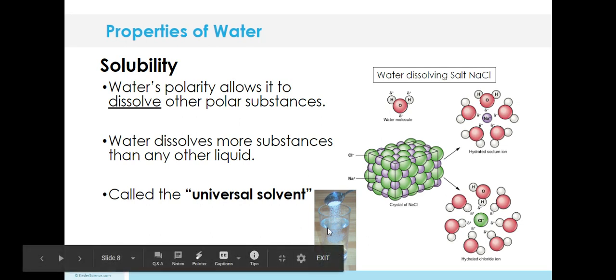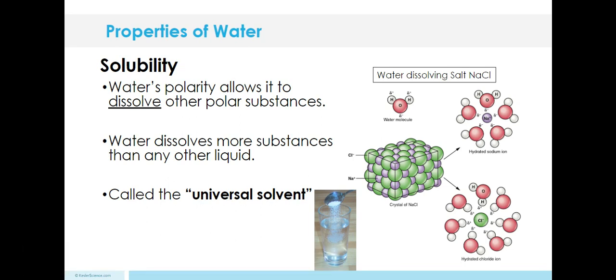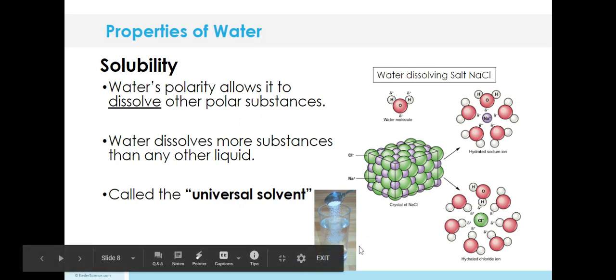What we see down here in this picture is a glass of water, and it is salt being poured into the water. And if we were actually to dump all that salt and take the spoon and mix it up, eventually we get to the point where those crystals of salt will disappear. They have dissolved. So what is the water actually doing to the salt?